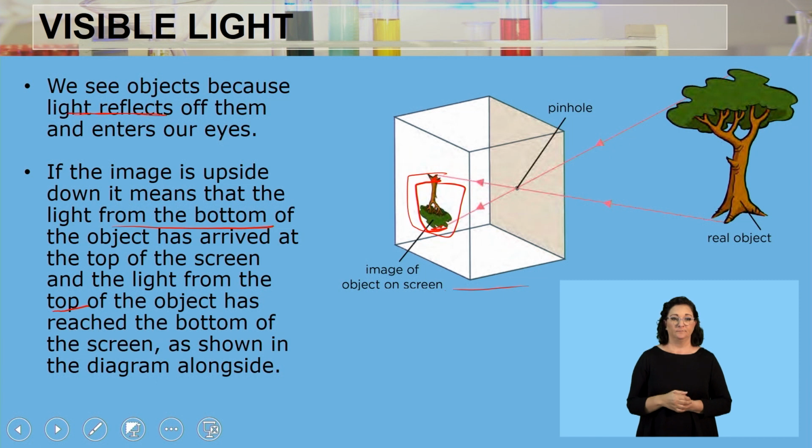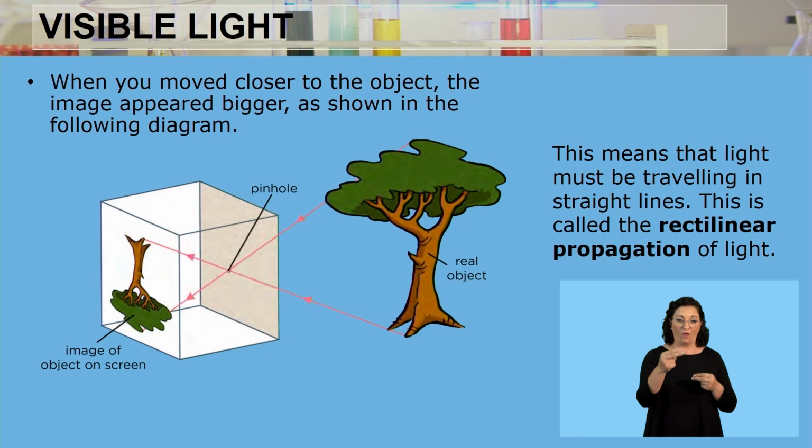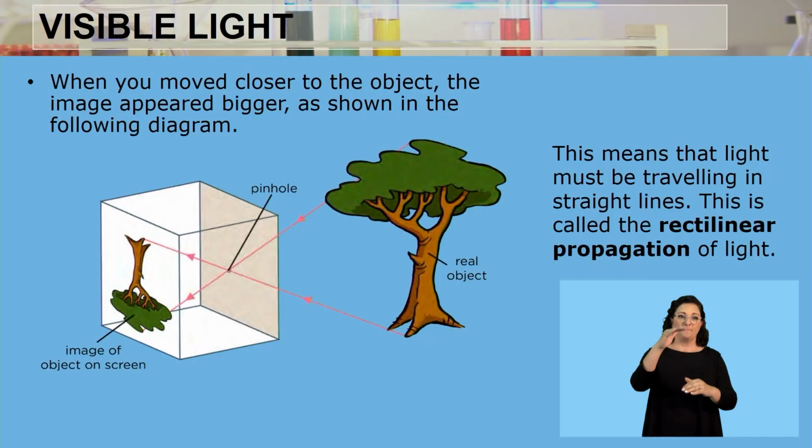When we move on to this now, we are saying that when you are moving closer to the object that you're looking at, the image appears to be bigger and bigger. So the closer you move to the object, the bigger the image becomes. And the further you move away from the object, the smaller the image becomes.